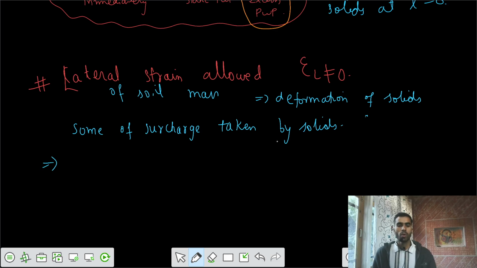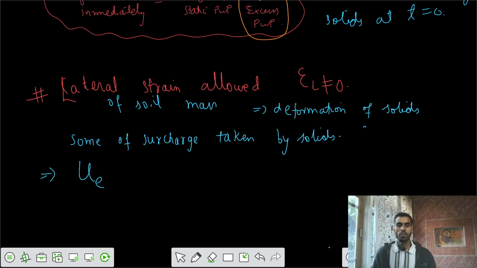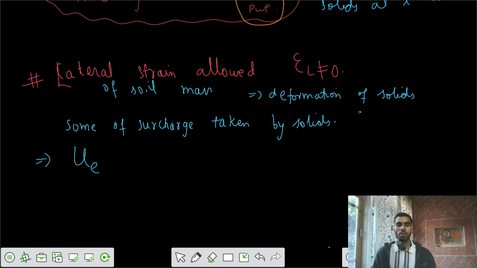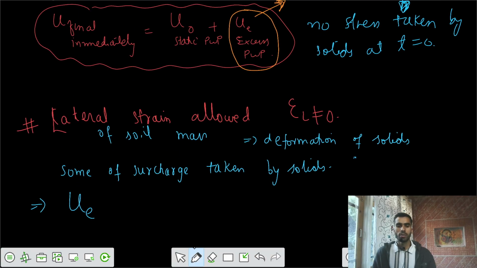So what is the excess pore water pressure now? Can you tell me what the excess pore water pressure is then, if some part of the surcharge Q is taken by the solids?